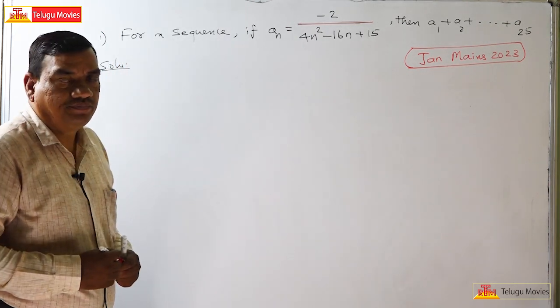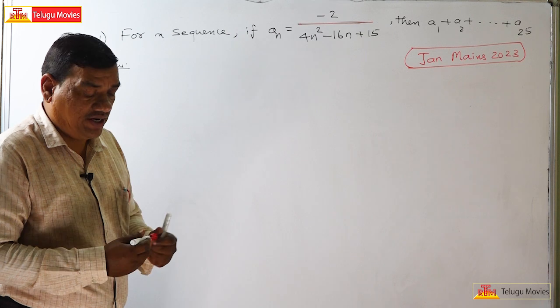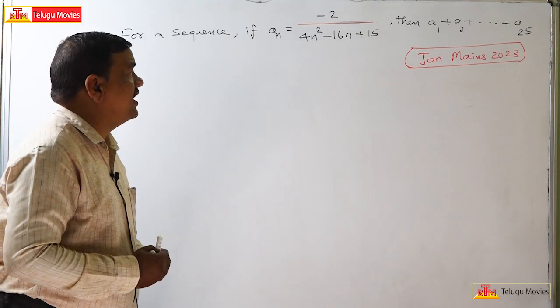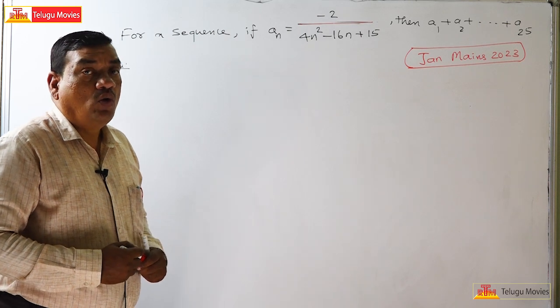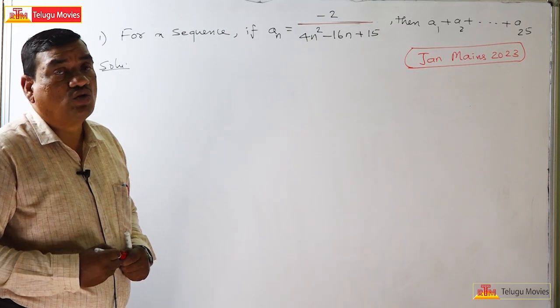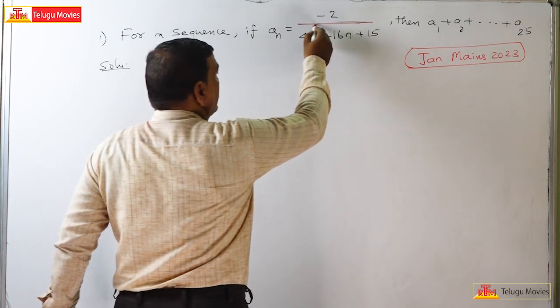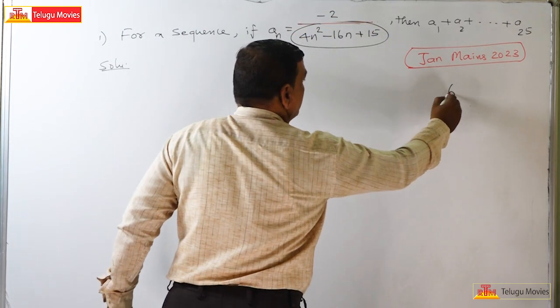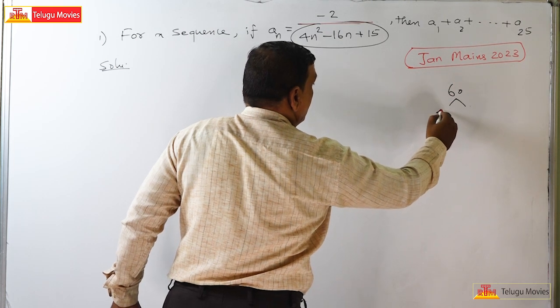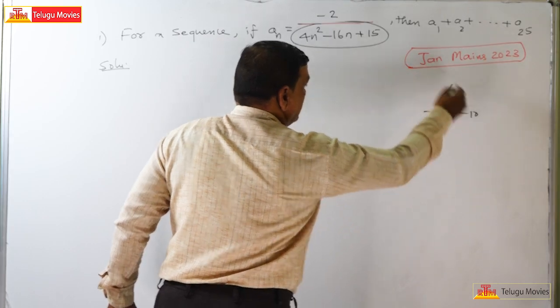It is a numerator and denominator type. The numerator is very clear, that is -2. The denominator is a quadratic expression. Can we factorize that quadratic expression? Let us factorize it. 4 into 15 is 60, and 60 means -6 and -10.